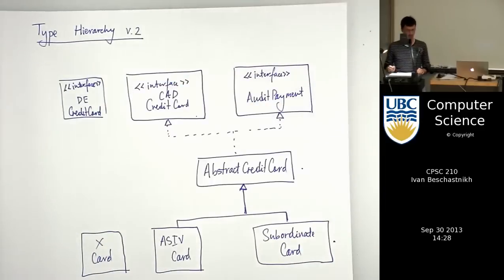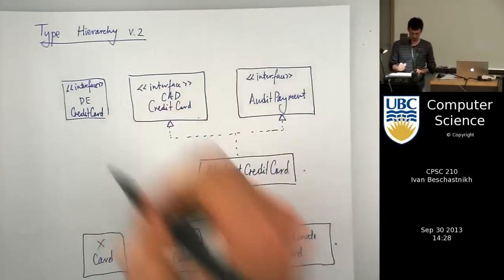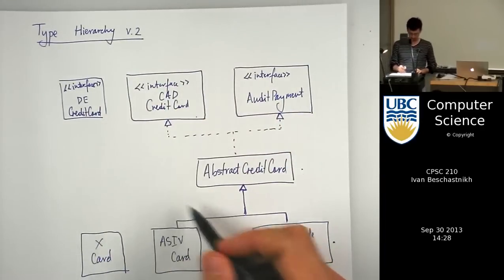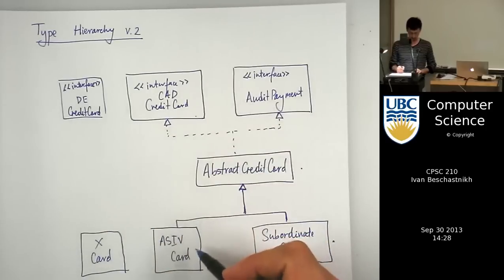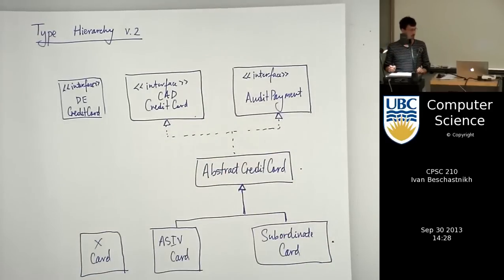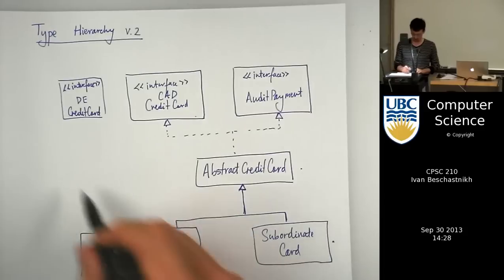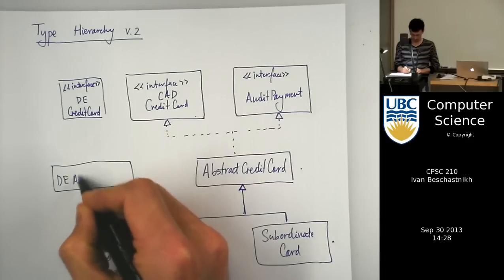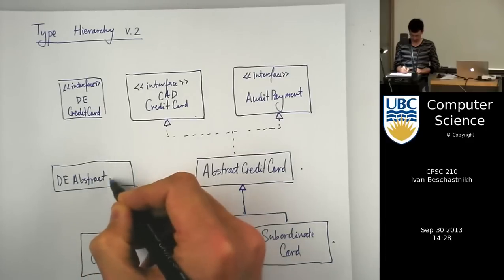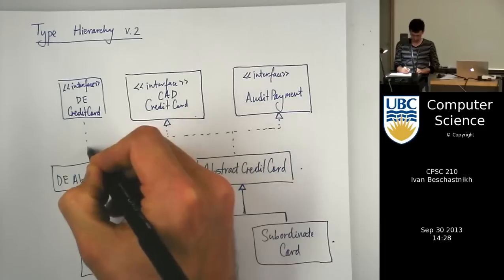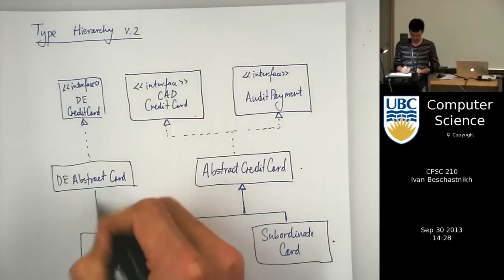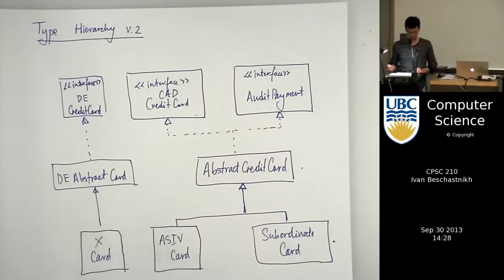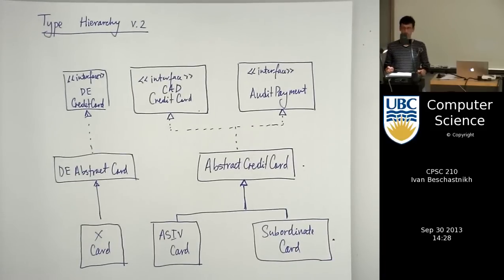I'll have the same exact methods. And then if I want some card to be a German card, then I'll need to say, well, in that case, I'll have a German abstract card. It will implement this command. And then some X card will extend it. But this is one way of solving it, right? What's wrong with this?